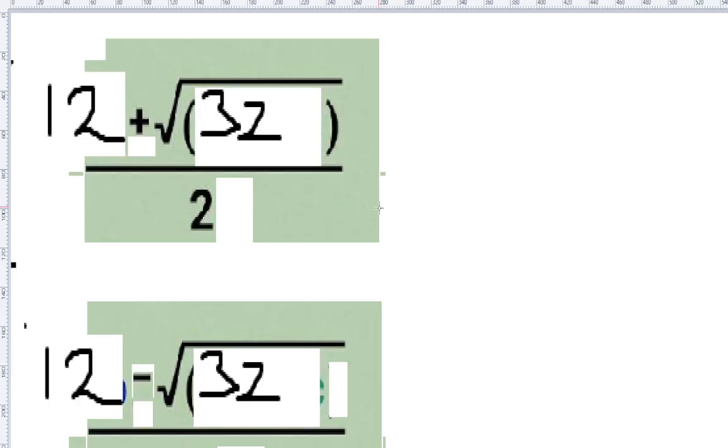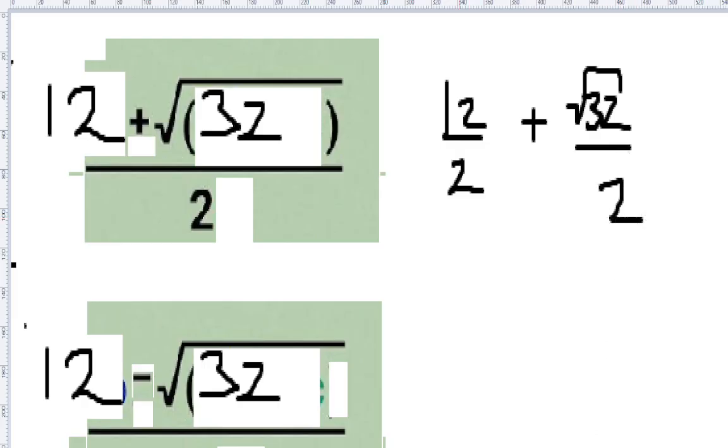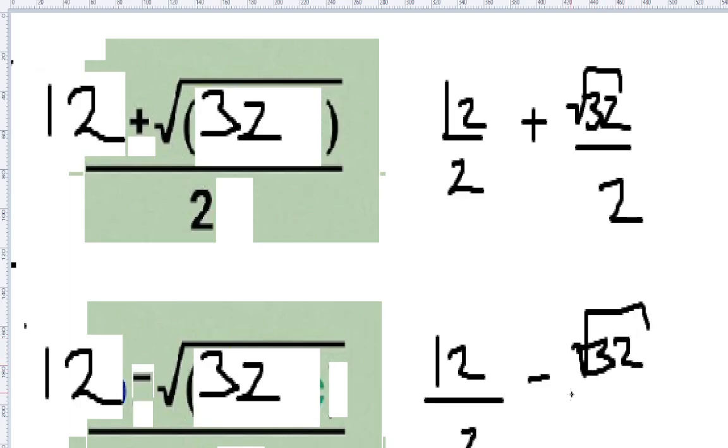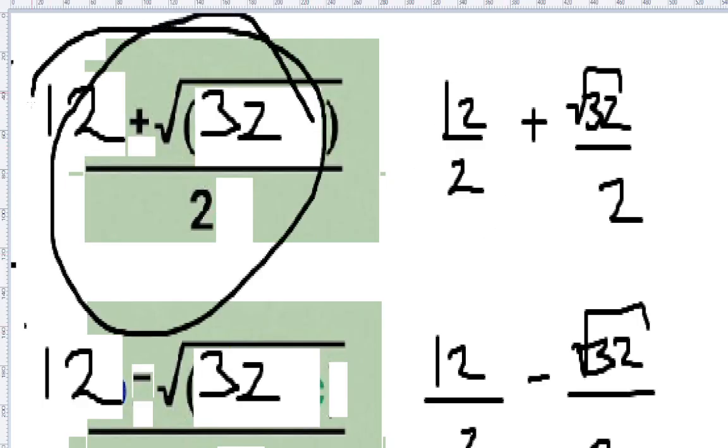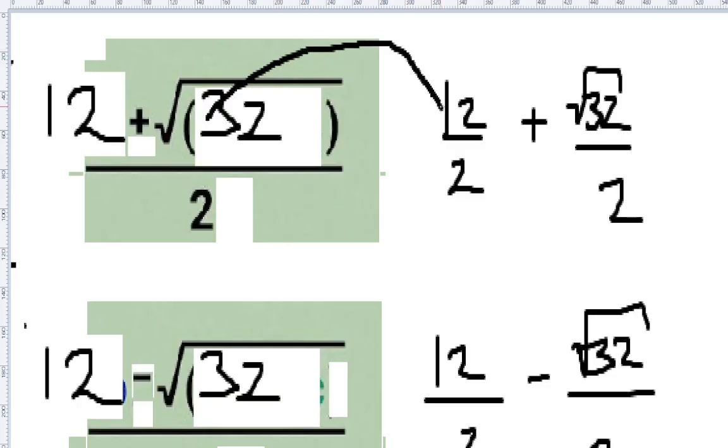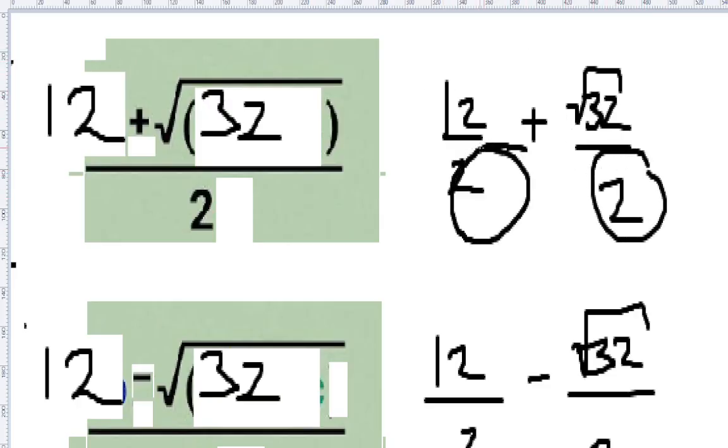You might say, well, I can't divide it by 2 anymore. And you're right, except that you can break this up as 12 over 2 plus the square root of 32 over 2. And this one is 12 over 2 minus the square root of 32 over 2. And I'm only doing this in case your teacher goes further. And in university, they want you to go further. Well, just as we can find common denominators here, you're allowed to break up the fraction into their original additions.